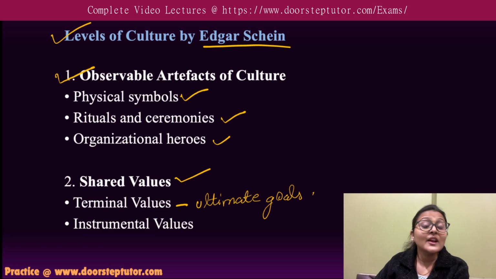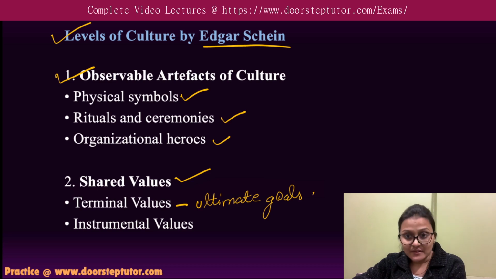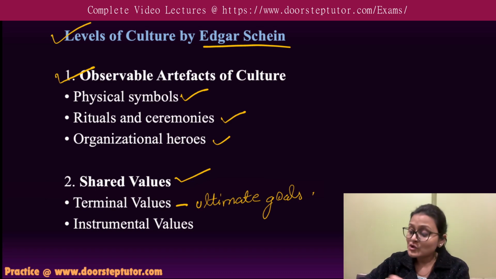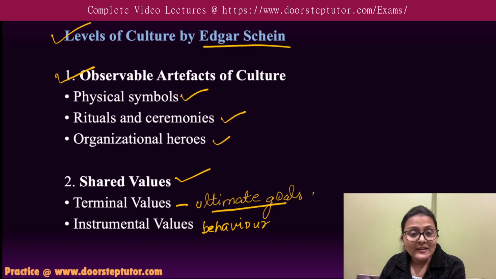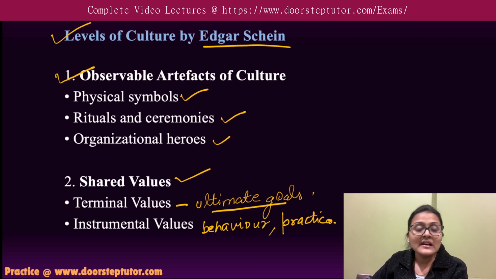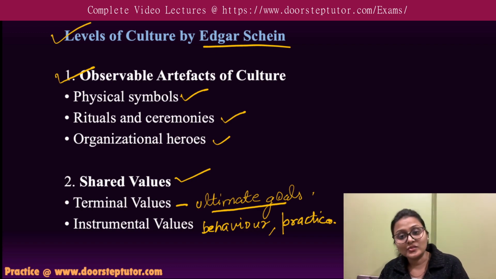Next type of value is instrumental value. These are the behaviors or the practices that are adopted to achieve these goals. So, for achieving the ultimate goals, certain behavior has to be adopted, certain habits have to be cultivated, or practices need to be followed. Such as honesty, team collaboration, teamwork, or diligence. Like a university might emphasize teamwork, which becomes the instrumental value among the students and the staff to achieve academic excellence.